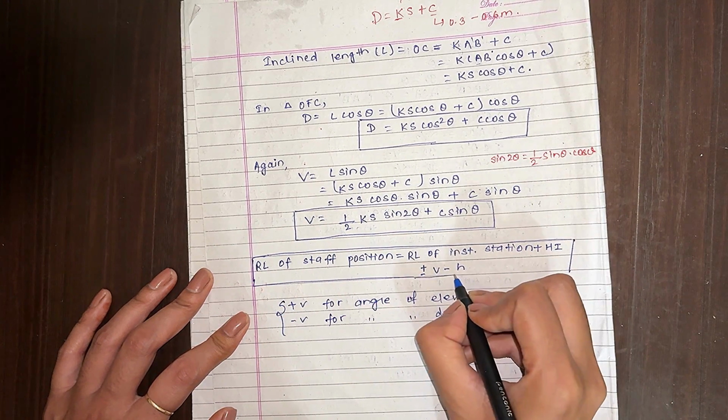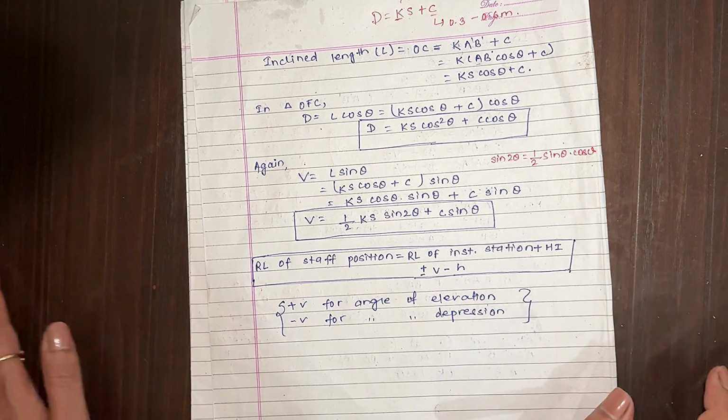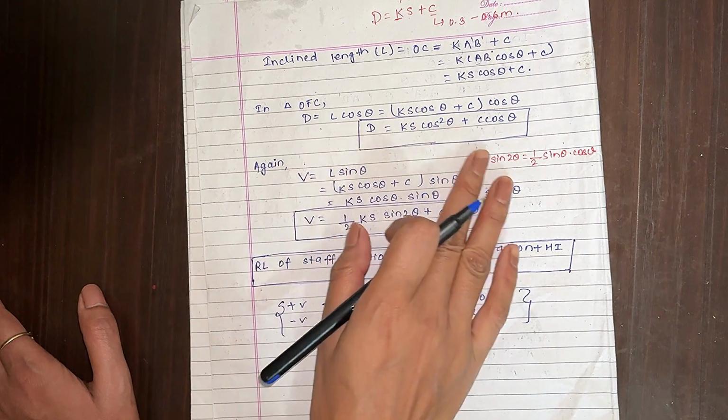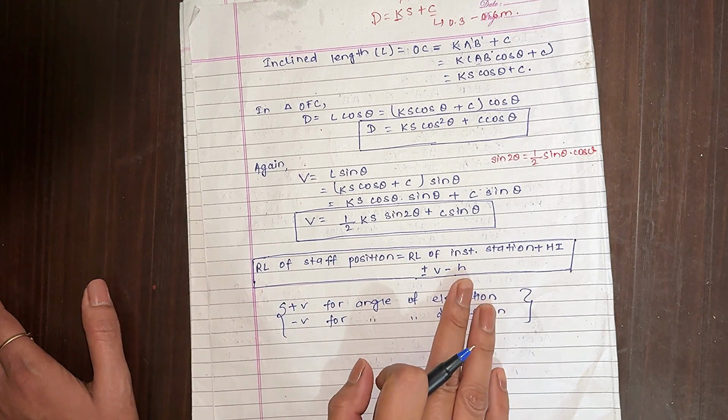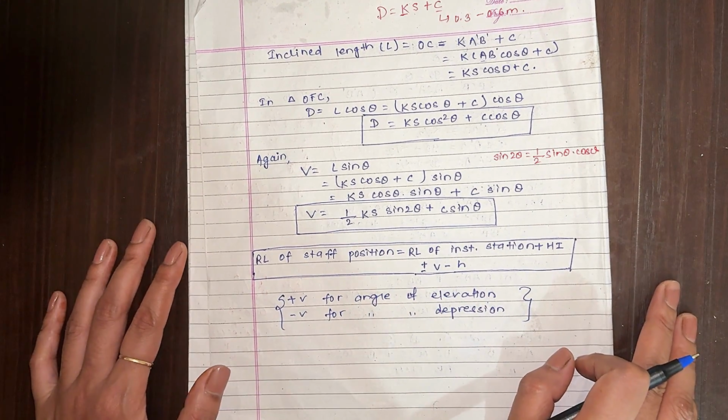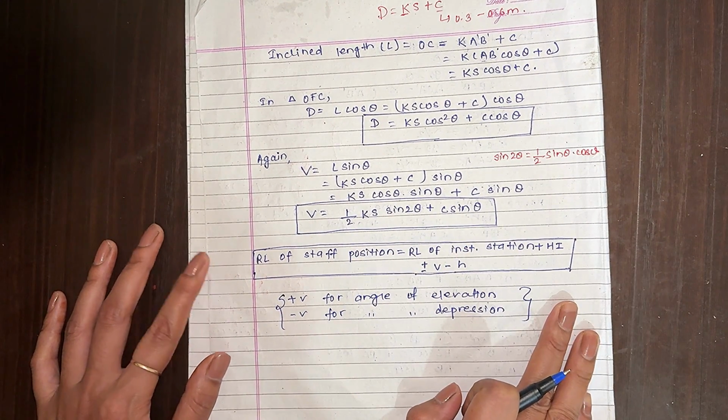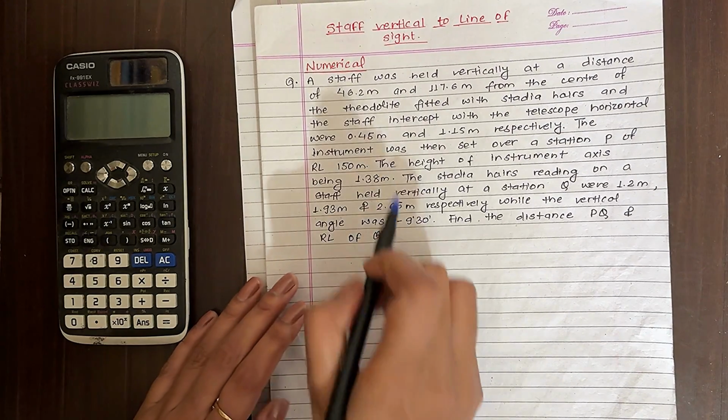So these are the formulas for calculating the horizontal distance, vertical distance, and the RL of the staff positions. We are going to solve a numerical based on this theory.